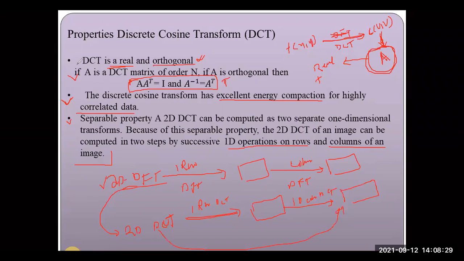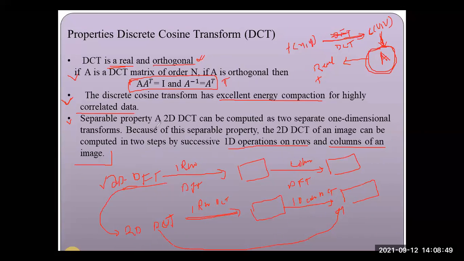Then the result will be equivalent to performing direct DCT. For the properties, you have to just remember these three. The first property: it is real and orthogonal. The second property: it has excellent energy compaction. And the third property: it supports the separable property.